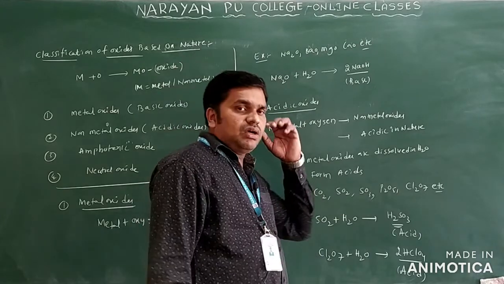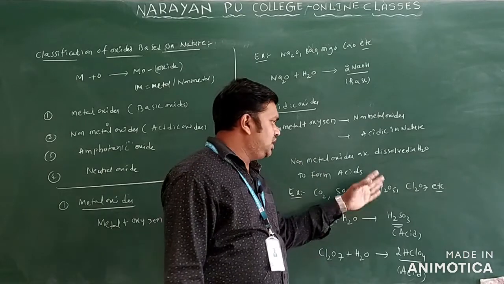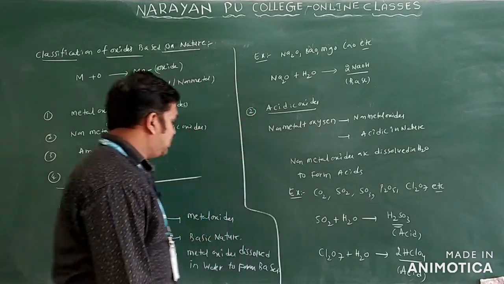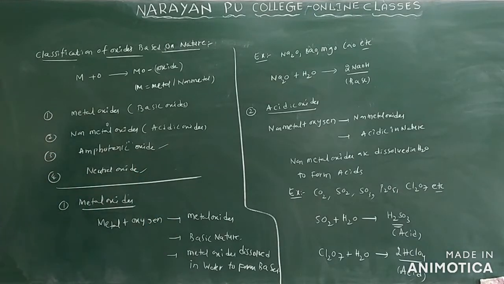So non-metal oxides are acidic in nature. Metal oxides are basic in nature only. Like this we can classify. The remaining two are amphoteric oxide and neutral oxide only. We will discuss those.